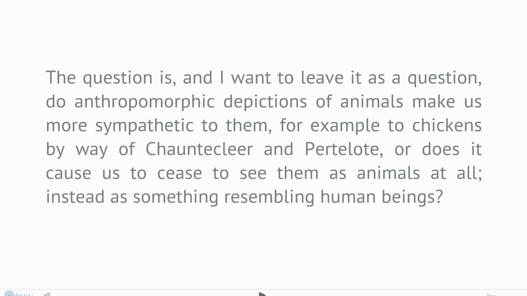And this raises the question, what do we do when we make anthropomorphic depictions of animals? Do they make us more sympathetic to animals? Does Chanticleer and Pertelote make us more sympathetic to chickens and their plight in the world, or does Steamboat Willie or Mickey Mouse make us more sympathetic to animals, or any of the Disney depictions? Or does it cause us to cease to see them as animals at all, as rather instead human beings? So the question I wanted to introduce here with Chaucer, and he's as good an example as any, is what then do we make of animals?